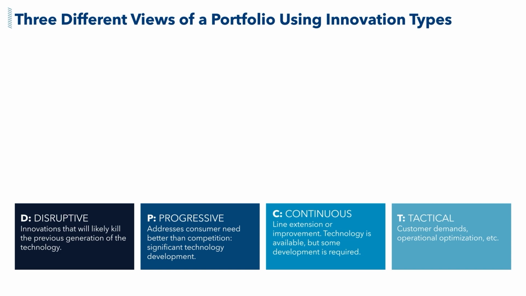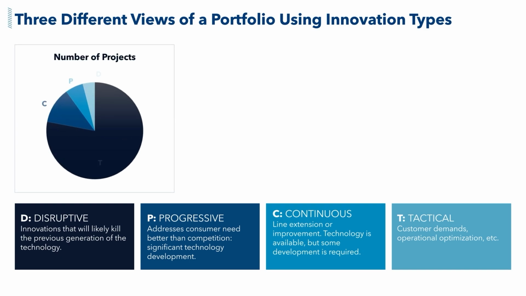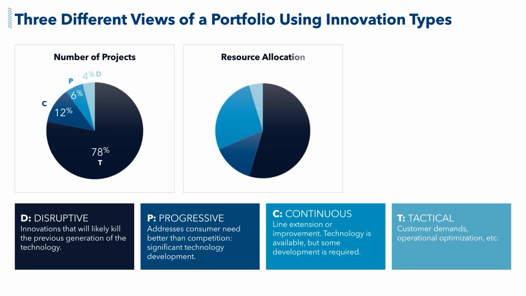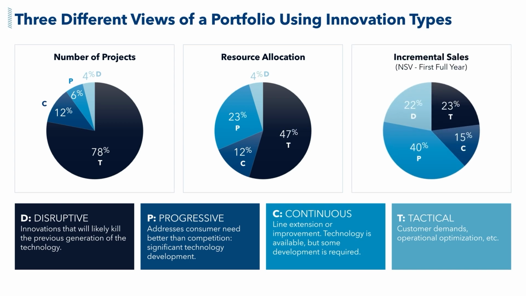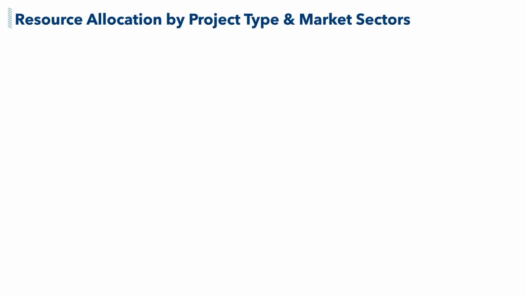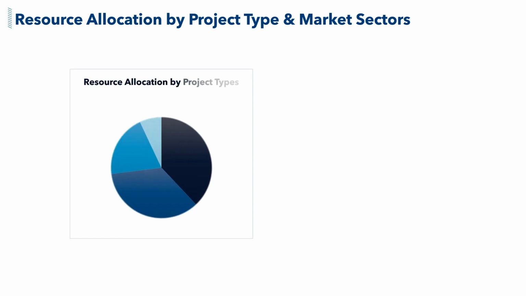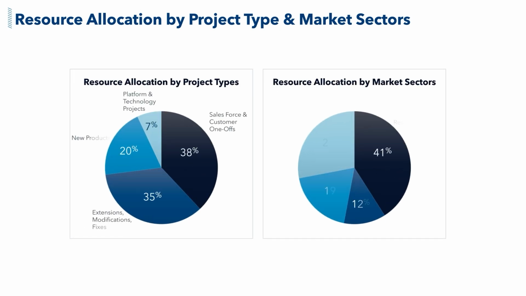Then the club member could look at the following in the project spread: the number of projects per type, the resource allocation, and the incremental sales, NSV, first full years. The resource allocation can also be scrutinized by project types and market sectors. These pie charts point management towards strategic bucket thinking to make sure that decisions are in line with business objectives.